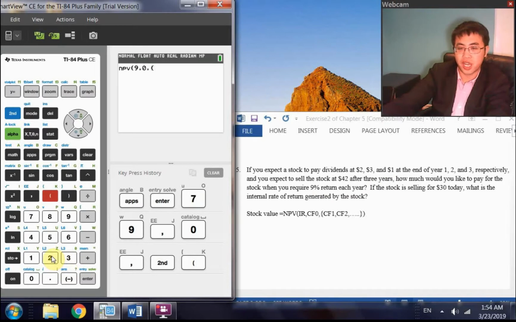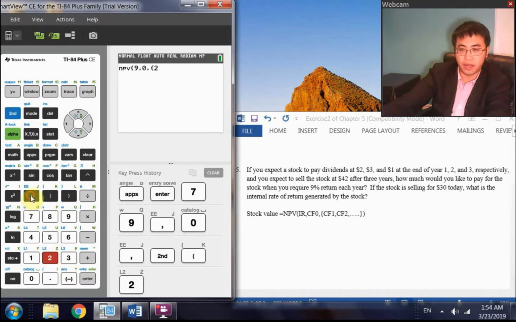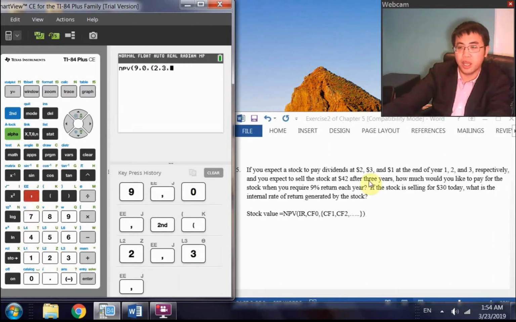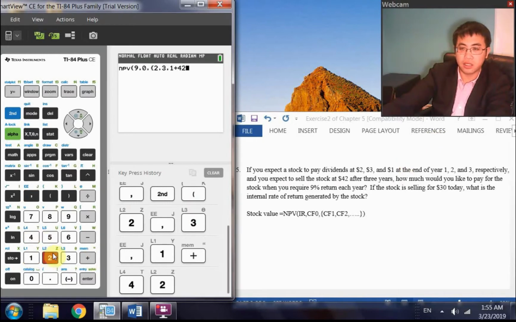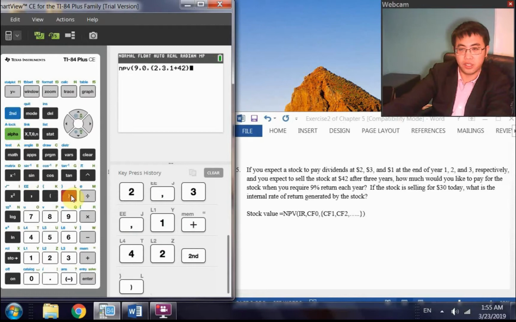And then you put all the cash flows in different years. The first cash flow is $2 separated by comma, and the second cash flow is $3, so that's the dividend in the second year. And in the last year, not only are you getting a $1 dividend, but also $42 from selling the stock at the price at that time. So that's your cash flows. You can just close the brace, close the parentheses, and then hit enter.